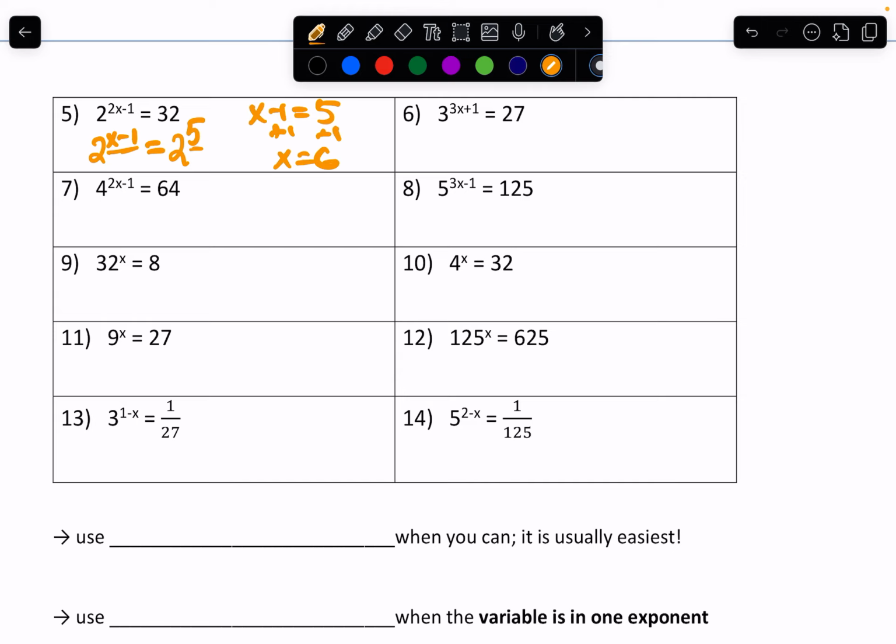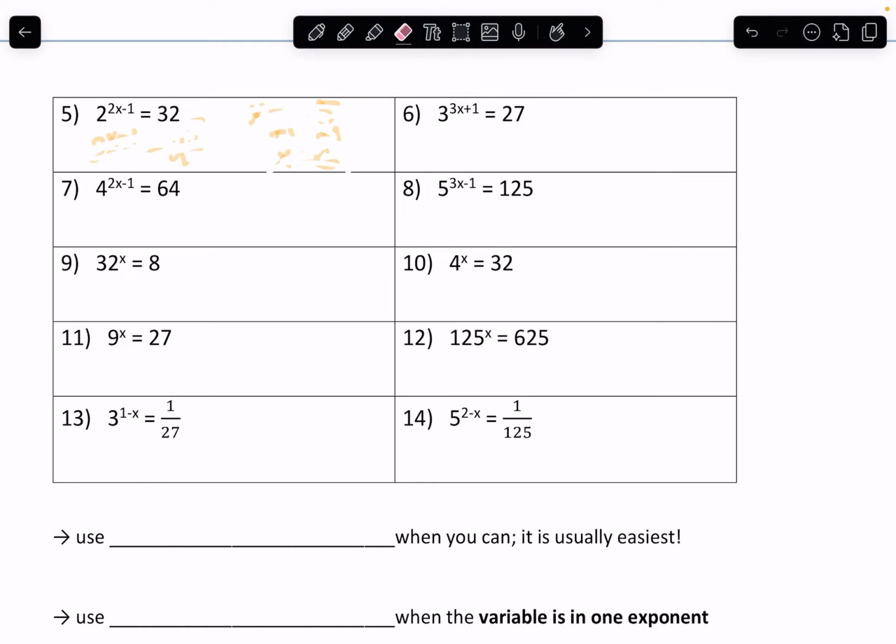I'm sorry, I just realized that I'm missing something. That's not correct. I was missing the 2x. Okay, let's try this again. So 2 to the power of 2x minus 1. I only wrote it as x minus 1. It's 2x minus 1. And then the 32 would be 2 to the power of 5. Okay, now we take the exponents. 2x minus 1 equals 5. We add 1, and we get 2x equals 6, and we divide by 2, and we get x equals 3.